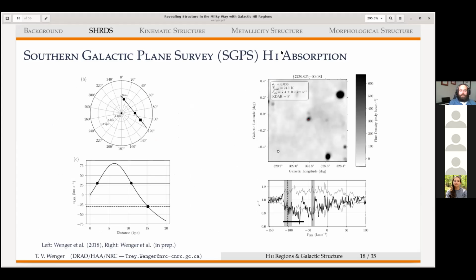I'll just gloss over this in the interest of time, but we're also obtaining some H I absorption observations towards a bunch of these H II regions as a way to resolve the kinematic distance ambiguity and get accurate distances to these nebulae.